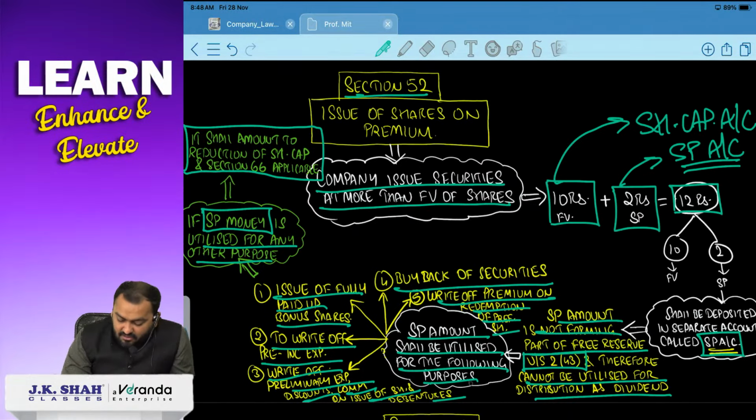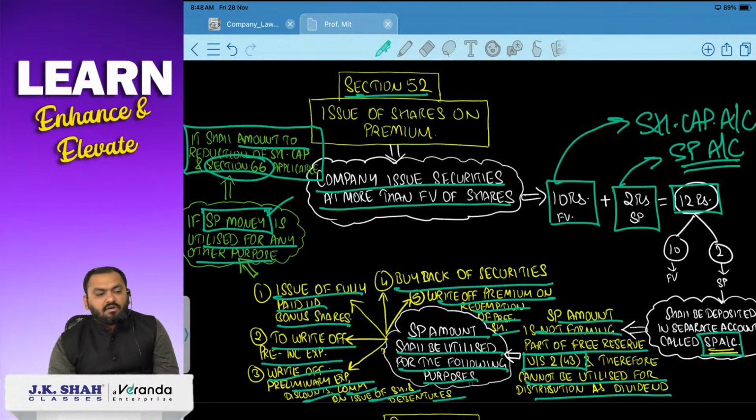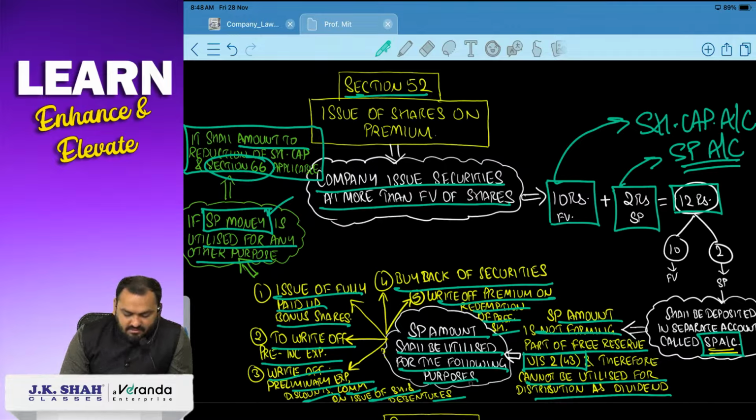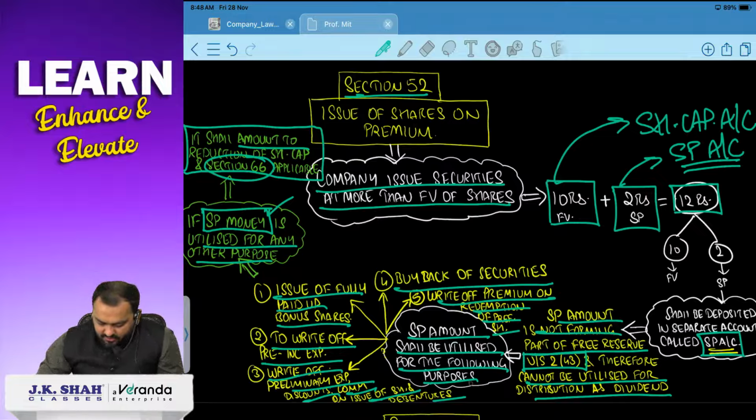So here we are saying that if the amount of securities premium account is used for any other purpose, it shall amount to what? Reduction of share capital. Means your company is required to follow section number 66. Easy? Okay? You know what? Your section 52 is over. From your module, it is over.